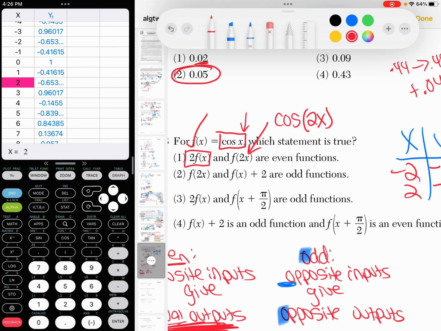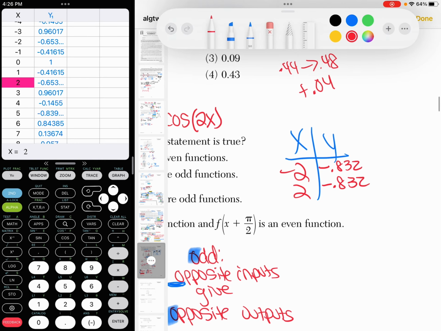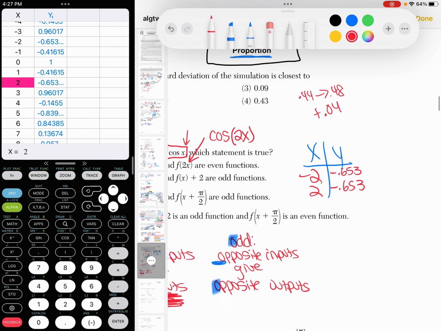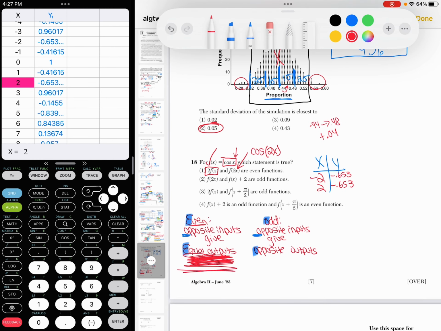And then I am again going to hit second graph and compare my outputs for opposite inputs. So again, you're looking at your -2 and 2, your -1 and 1. My -2 for this one is -0.653. My +2 is, guess what, 0.653. Those are equal, and equal outputs means it's even. So it's kind of looking like our answer is choice 1, but if this was your exam, you should always check every answer, but I'm liking choice 1. I'm going to circle it for now and then continue to check.